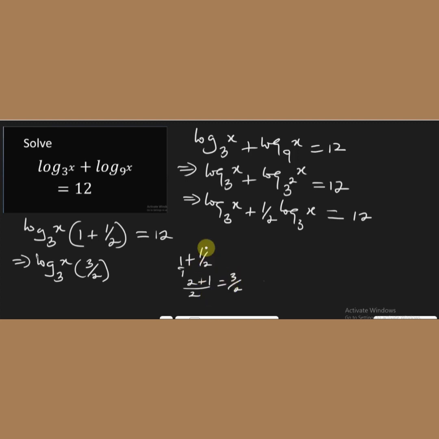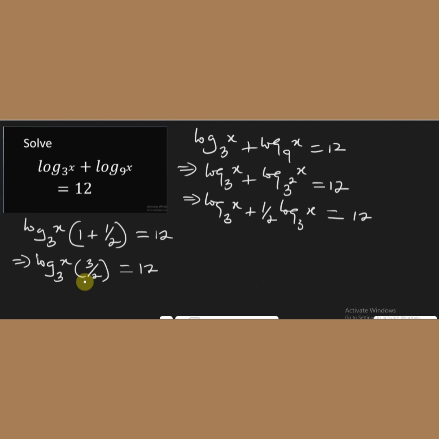3 over 2. You can see if you're adding 1 to half, or to 1 over 2, it's supposed to be 3 over 2. Now, I will equate this thing to 12. Okay, the next thing to do, because this 3 over 2 is now the coefficient of log 3 raised to the power of x, what I need to do is to divide both sides by 3 over 2.